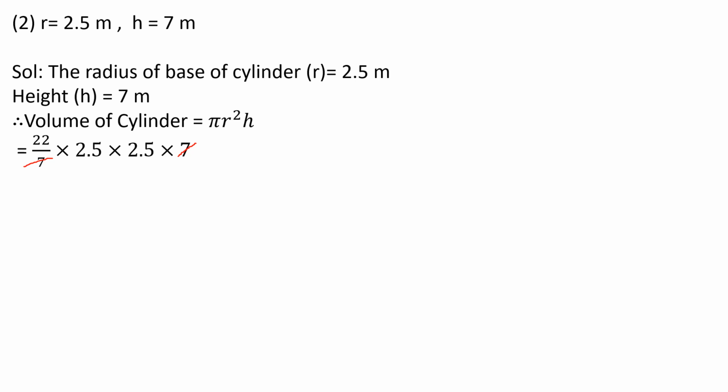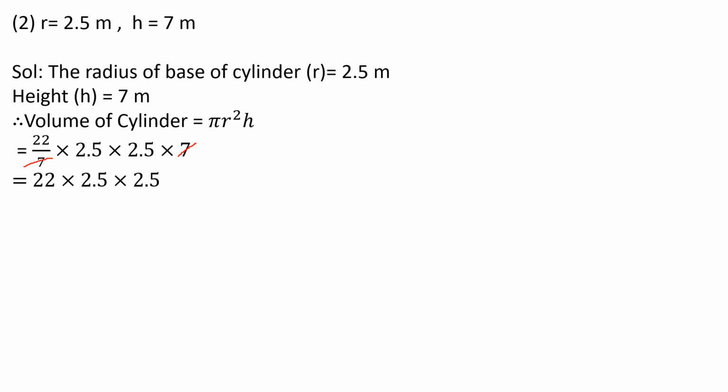So students, what do you get? 22 into 2.5 into 2.5. Now you'll write down 22 into 2.5 into 2.5. Now you know 2.5 into 2.5: 25 into 25 is 625. But you have to put two decimal places, because after 2.5 one digit is there and in the other 2.5 one digit. So it will become 6.25.